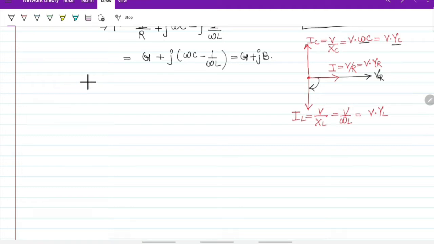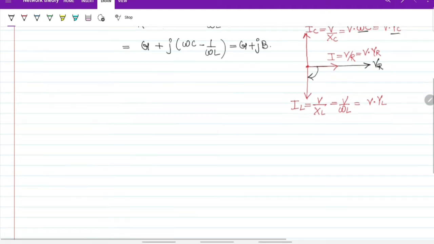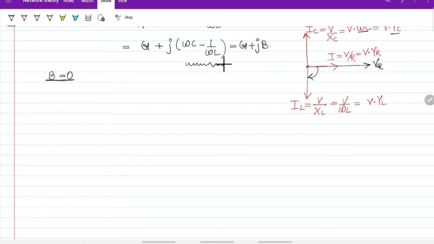Now in a series circuit at resonance, reactance was equal to 0. The total reactance was equal to 0. That is XL minus XC should be equal to 0. In a parallel resonance circuit, your susceptance B should be equal to 0. So what it means? That omega C minus 1 by omega L should be equal to 0.